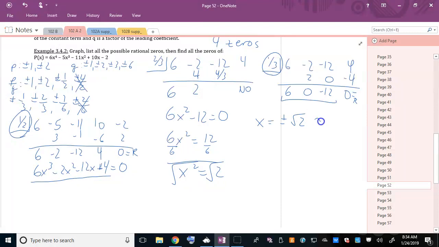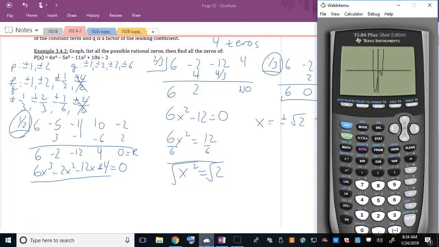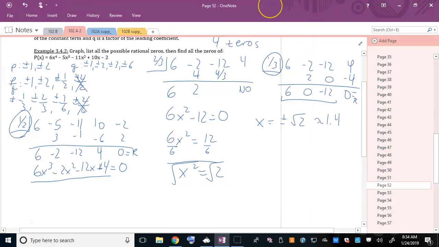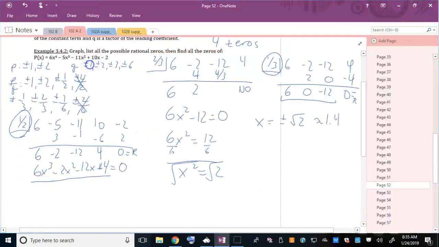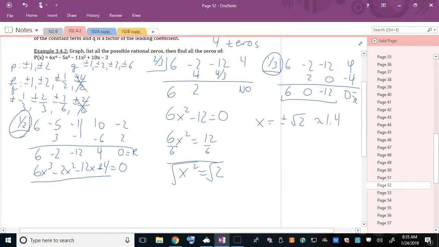Now the square root of 2 is approximately 1.4. Let's pull up my calculator again. We said we had a 0 at approximately 1.5. That is that square root of 2. However, the square root of 2 is not rational. And because it's not rational, it did not show up in my list of possible zeros here.